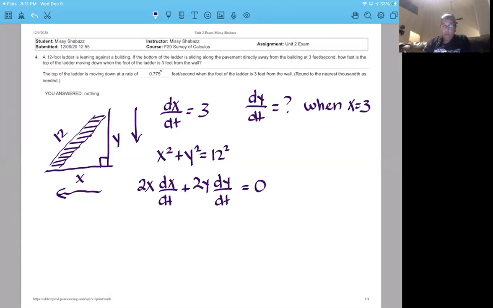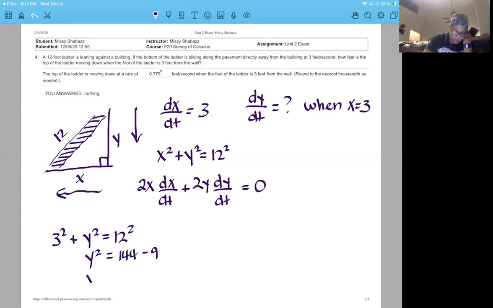All right, now I have the length x. I need to know the length y when x equals 3. So I have 3 squared plus y squared equals 12 squared. So y squared equals 144 minus 9. What is that? 135. So we're going to just leave it for right now as the square root of 135, and we're looking for dy dt.